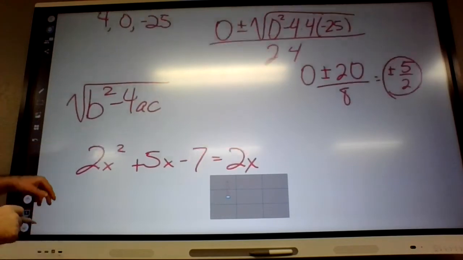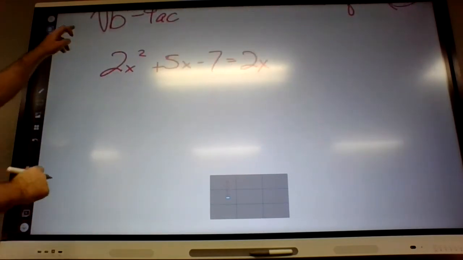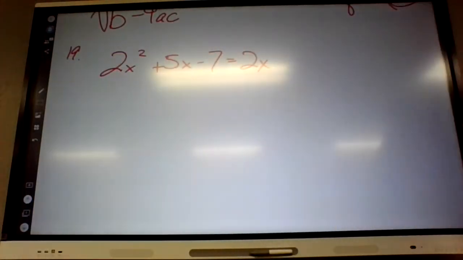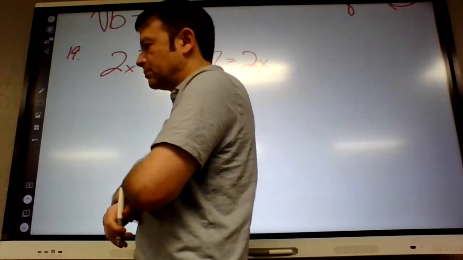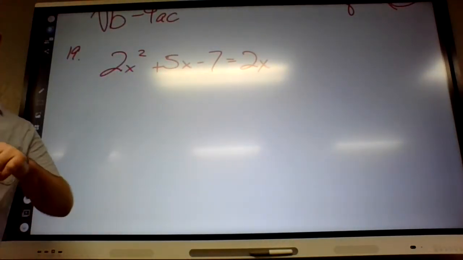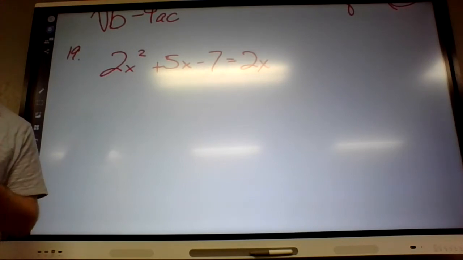What number are we on? B squared minus 4. Do you find all any discriminants? No, no.